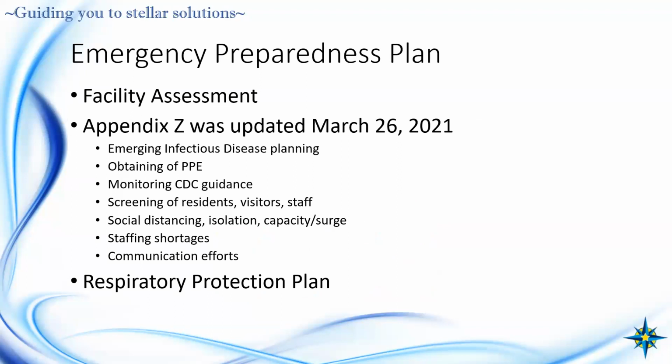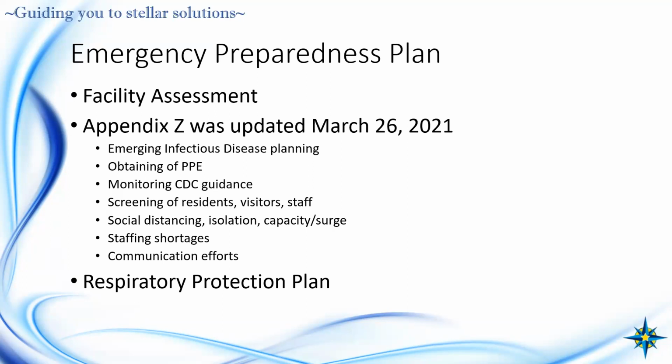So your emergency preparedness plan, it focuses on your facility assessment. That's the big thing. Know that Appendix Z was updated on March 26th of 2021. The biggest thing was the emerging infectious disease planning, which also included obtaining of PPE, the monitoring of CDC guidance, who is doing that, who gets the updates, who makes sure that they look at this information on a regular basis, what to do with screening of residents, visitors, and staff, your social distancing, isolation, staffing shortages.